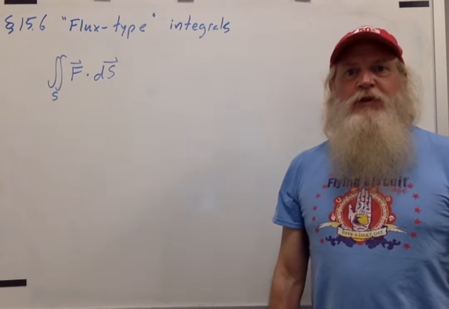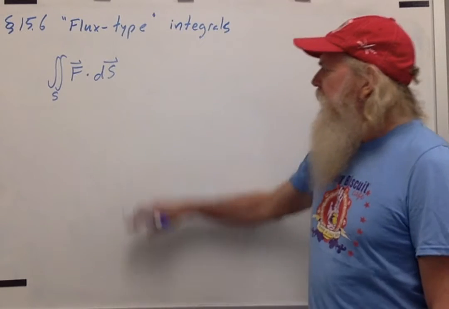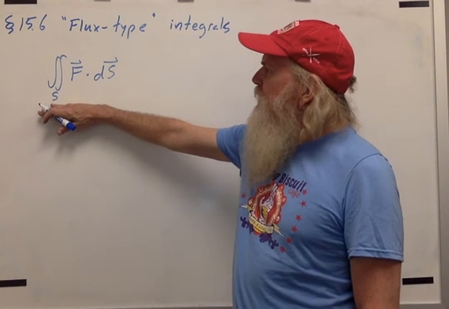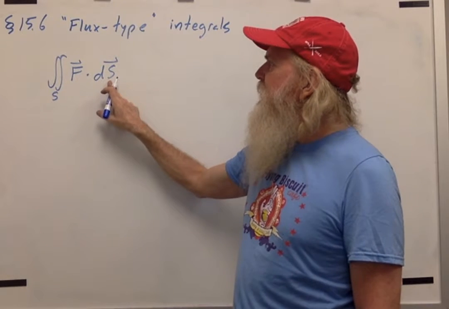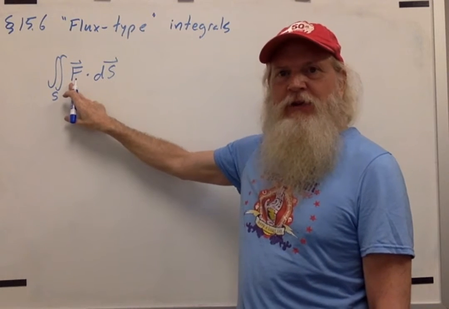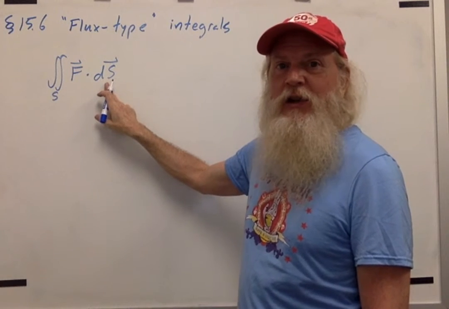The last type of surface integral we're going to learn are flux-type integrals. Flux-type integrals look like the integral over S of F dotted with dS, where F is a vector field, and I'm going to have to explain what big vector dS is as we go along.